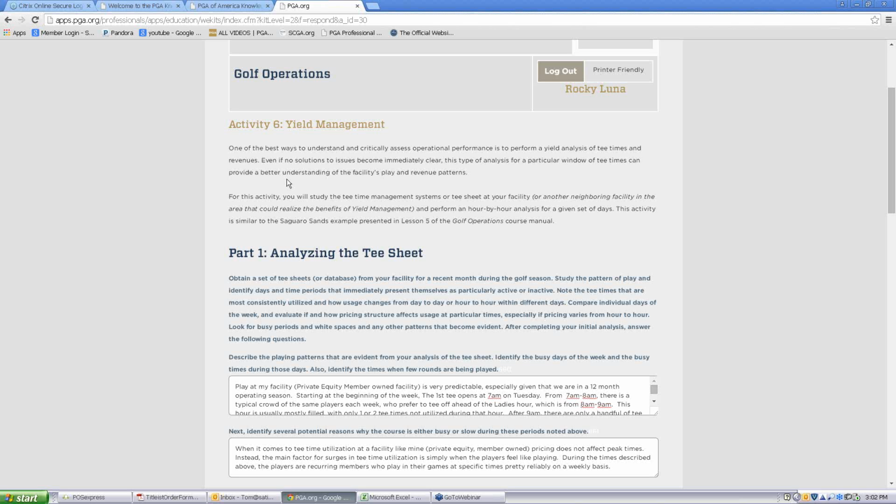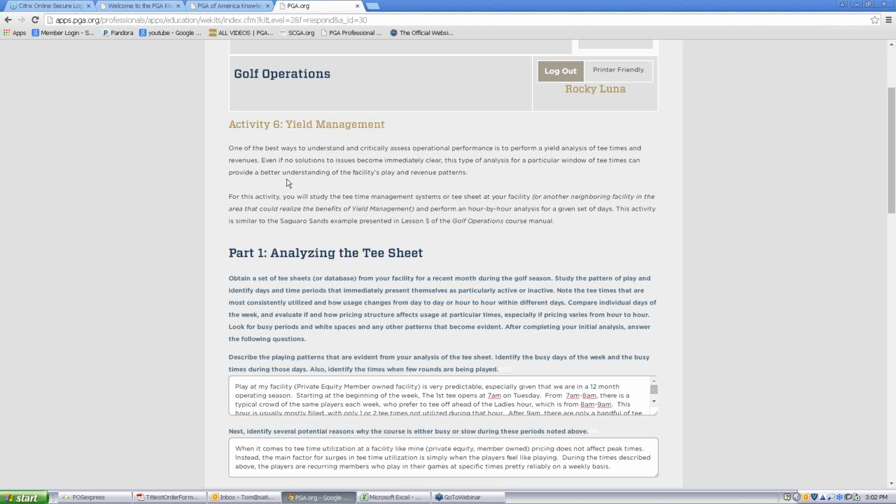Compare individual days of the week and evaluate if and how pricing structure affects usage at particular times, especially if pricing varies from hour to hour. Look for busy periods and white spaces and any other patterns that become evident. After completing your initial analysis, answer the following questions.